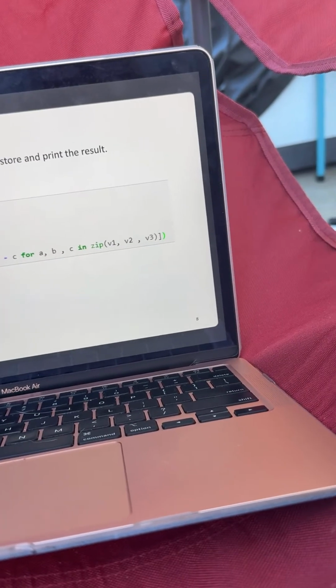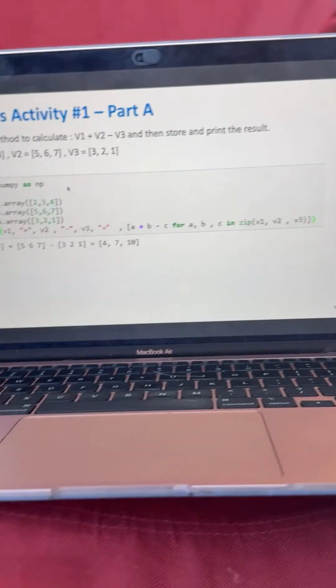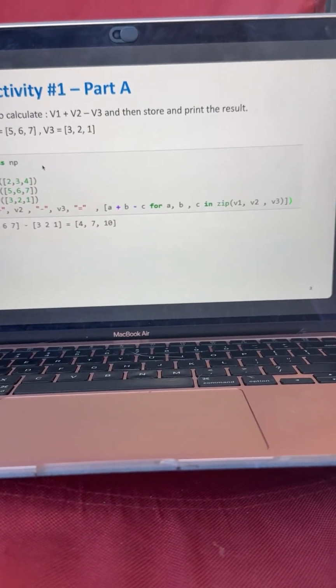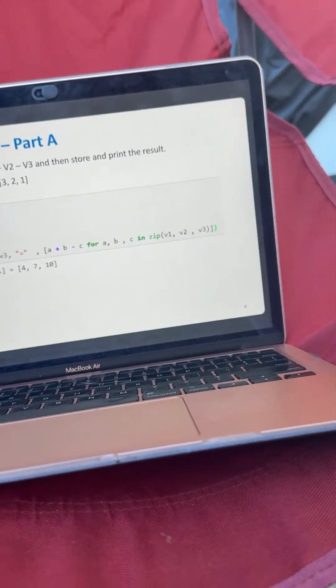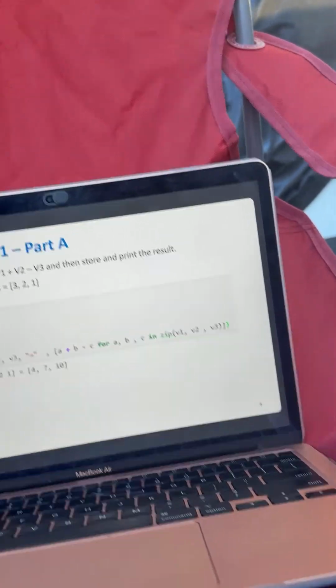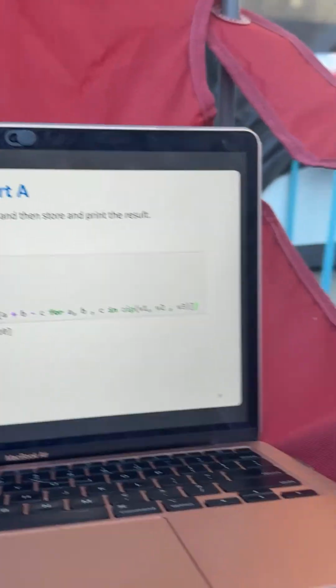So v3 is basically, what is zip? I don't know. I don't know what zip is. Like, how do you know what zip is? How do you know zip is subtracting and adding A, B, and C?